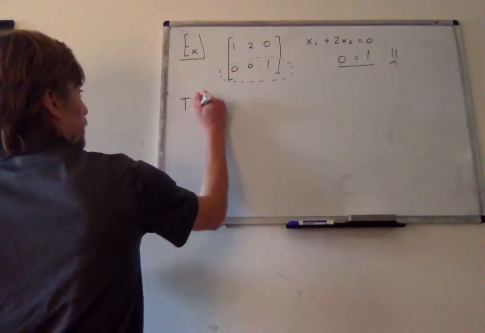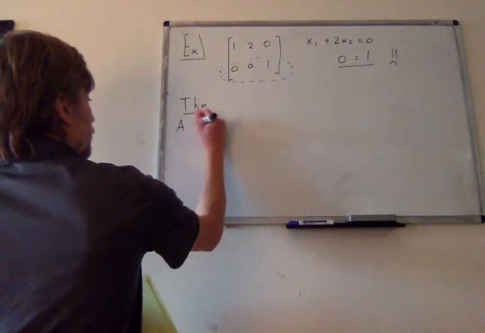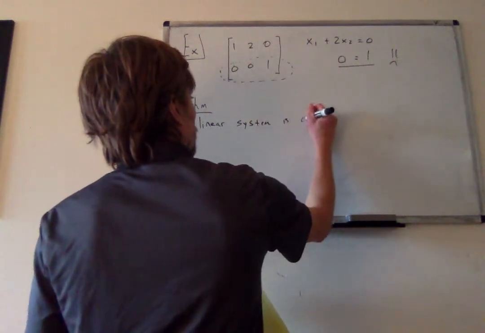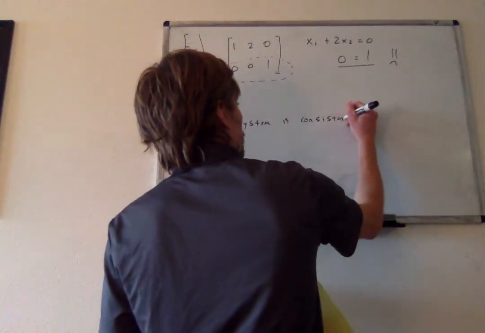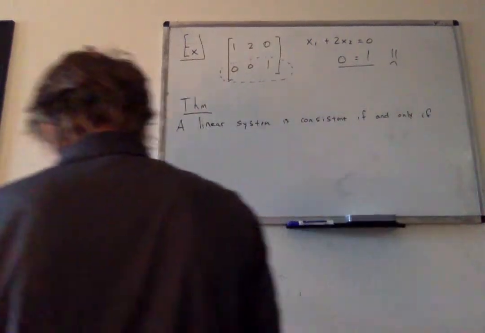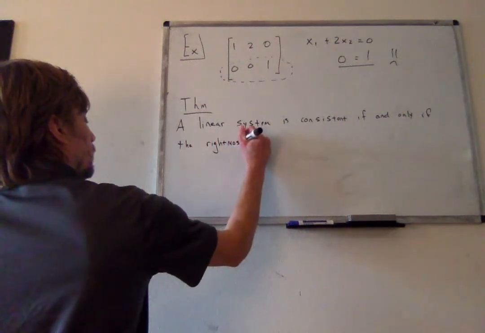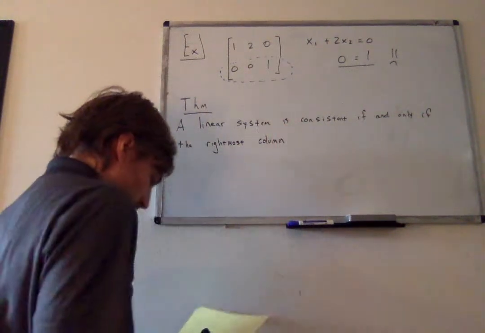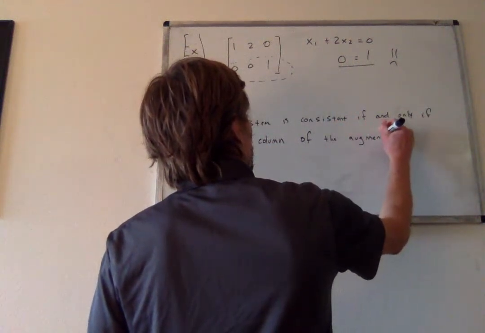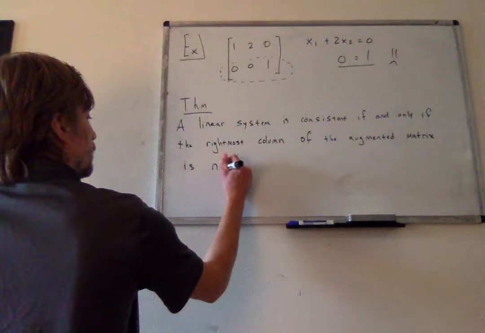And so we can actually summarize this phenomenon in a theorem, which will end the video today, that a linear system is consistent, meaning it has at least one solution, if and only if the rightmost column of the augmented matrix is not a pivot column.